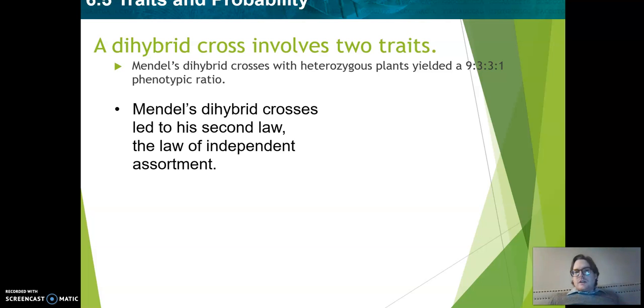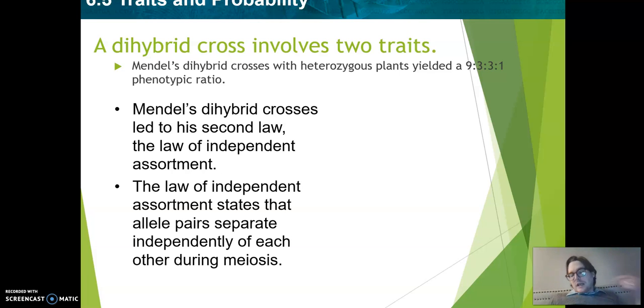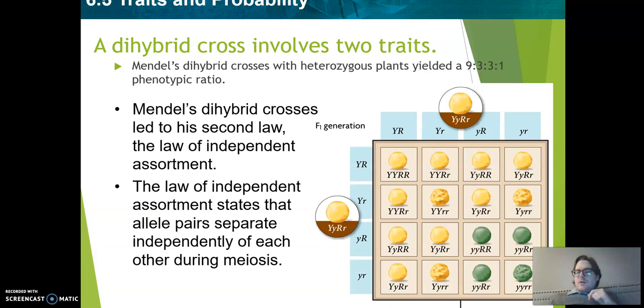The dihybrid crosses led to his second law, which was the law of independent assortment, which in this case is basically referring to the two different alleles here, which are color and shape of the peas. The law of independent assortment states that allele pairs separate independently of each other during meiosis. So in this case, as you can see, there is the color and then the shape here, and they are separate. As you can see, the different combos dictate different phenotypes here.